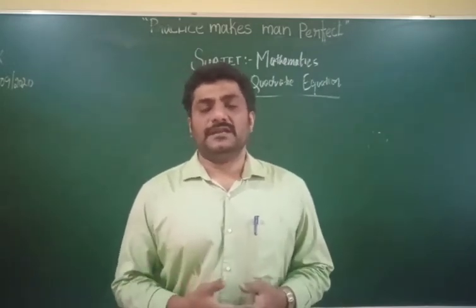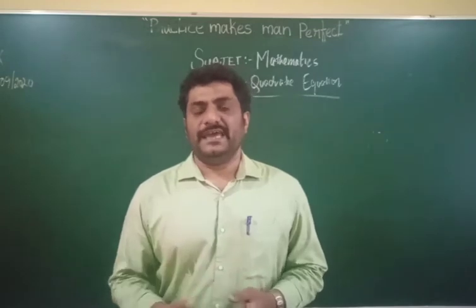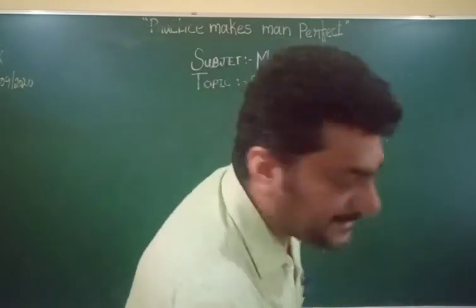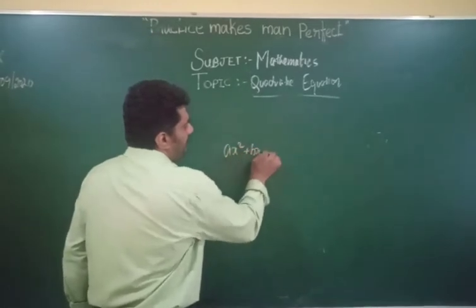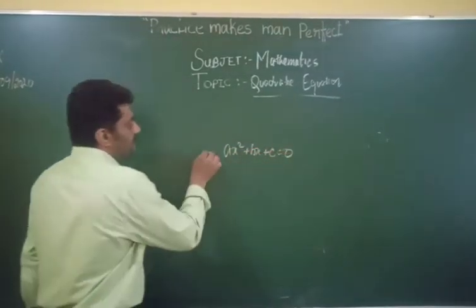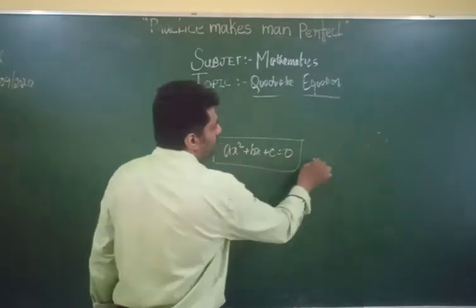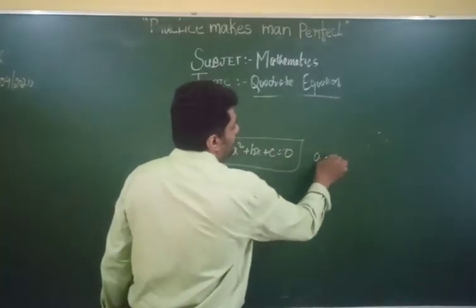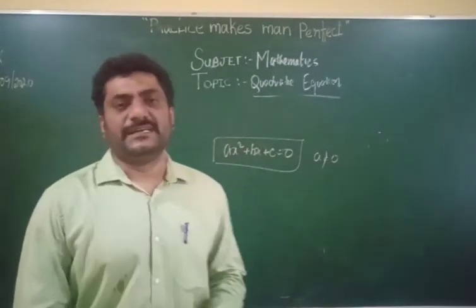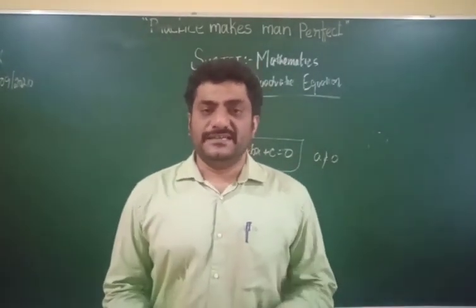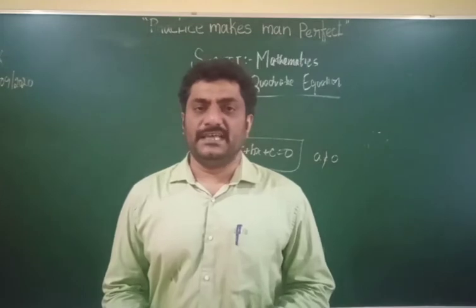The general formula of a quadratic equation is ax squared plus bx plus c is equal to 0. This is the general formula of a quadratic equation where a is not equal to 0. The moment when the degree of an algebraic equation is 2, then it becomes a quadratic equation.